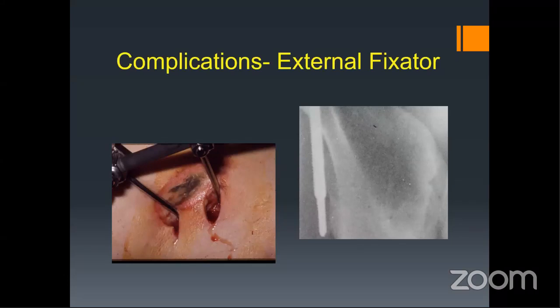Complications of external fixators. The first, again, is skin and soft tissue necrosis. It's very typical because when you put the pins in and then squeeze it down, the skin is quite often not adequately released, because your entry point might be 2-3 centimeters away from where your pins will end up once the pelvis is actually reduced.